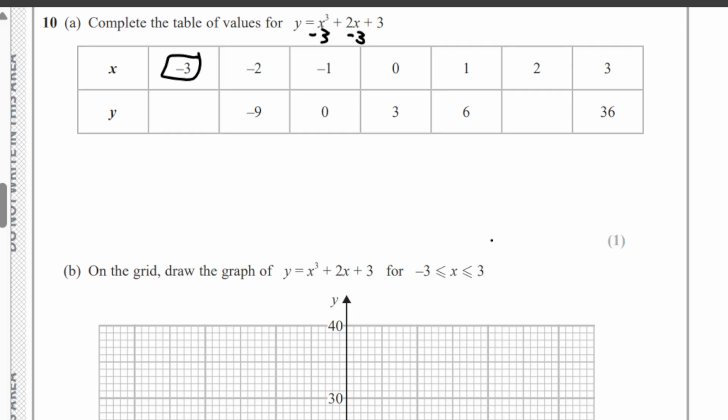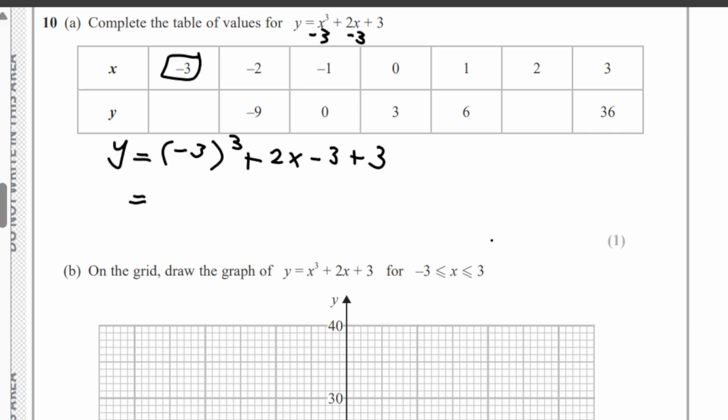Now let's write it down here. When x equals negative 3, y is going to equal, instead of x cubed, negative 3 cubed plus 2 times negative 3 plus 3. Just plug this in your calculator and you got the answer.